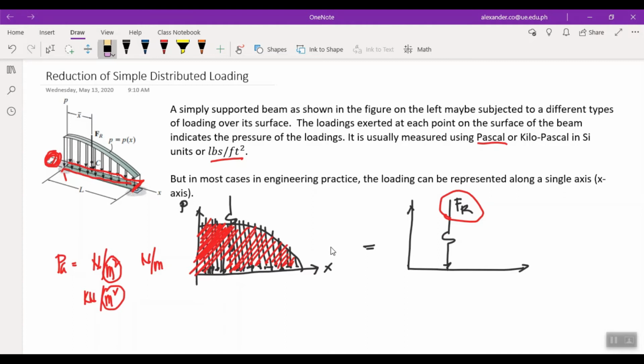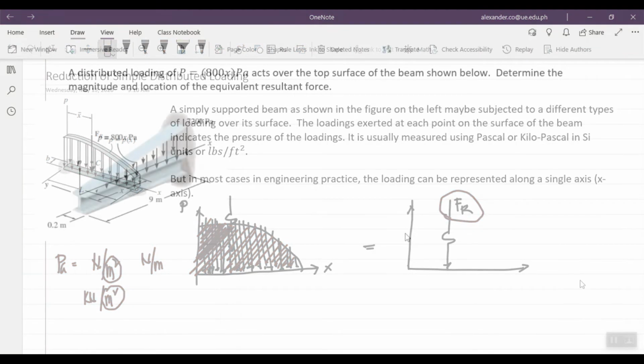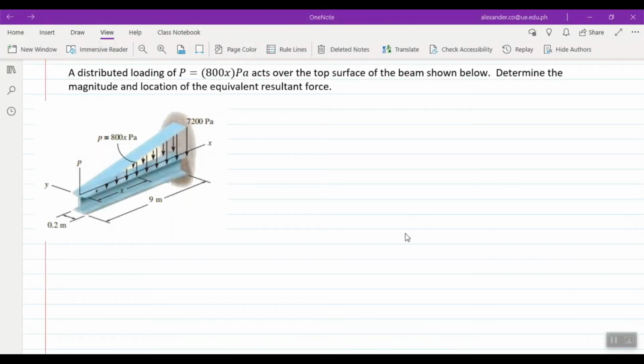If you really want to learn more, you can read the book ni Pytel. Ang tawag naman niya doon is line load. Iba-ibang book, iba-ibang definition. But in layman's terms, just kunin mo lang yung area. Yan yung equivalent to a concentrated force. Sample problem tayo.